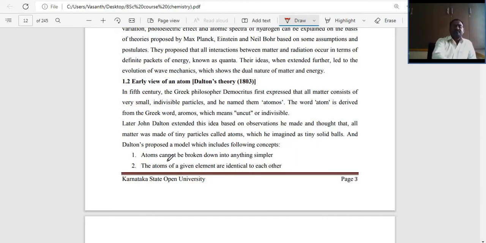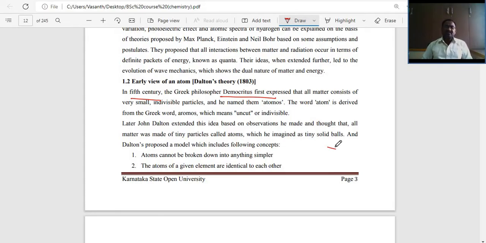Actually, atomic theory is explained on the basis of Dalton's theory. In the 5th century BC, the Greek philosopher Democritus first expressed that matter consists of very small indivisible particles and he named them atoms. The word atom is derived from the Greek word atomos, which means uncut or indivisible. It does not undergo further division. The very smallest tiny particle is called what? Atom.